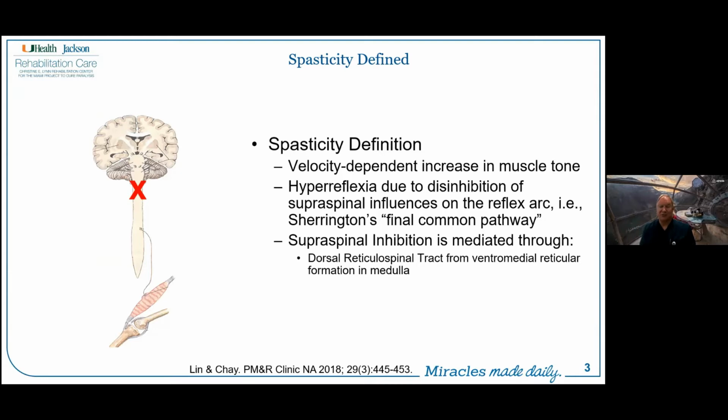Under normal neurological conditions, we keep our reflexes in check through supraspinal inhibition. So information coming down, particularly from the dorsal reticulospinal tract and from the ventromedial reticular formation in the medulla, sends inhibitory information to all of those reflex pathways that fall below that level at the spinal cord. After a spinal cord injury, you've lost that inhibitory input, and so all myotomes below the level of the injury are going to be at high risk for hyperreflexia. They've lost the supraspinal inhibition that typically keeps them in check.